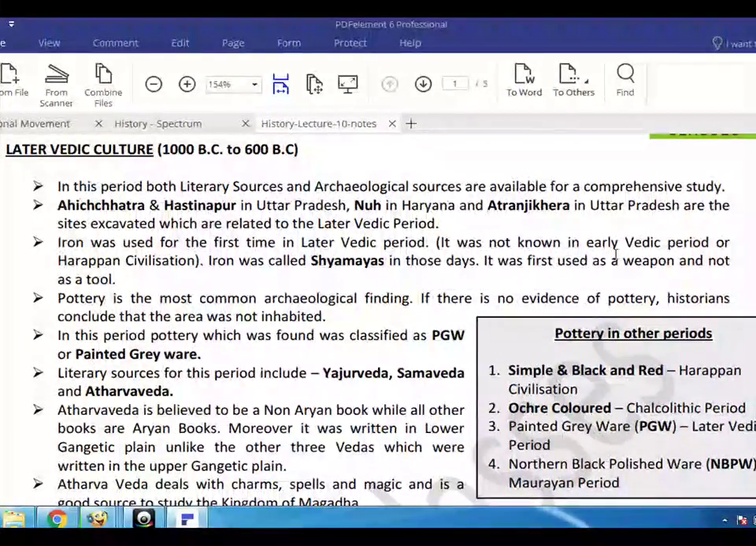Pottery is the most common archaeological finding. If there is no evidence of pottery, historians conclude that the area was not inhabited. In this period, the pottery which was found was classified as PGW, or painted grey ware.